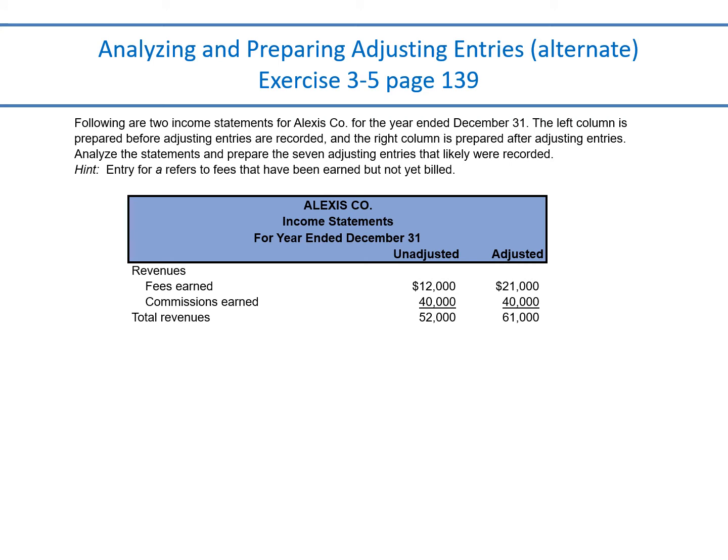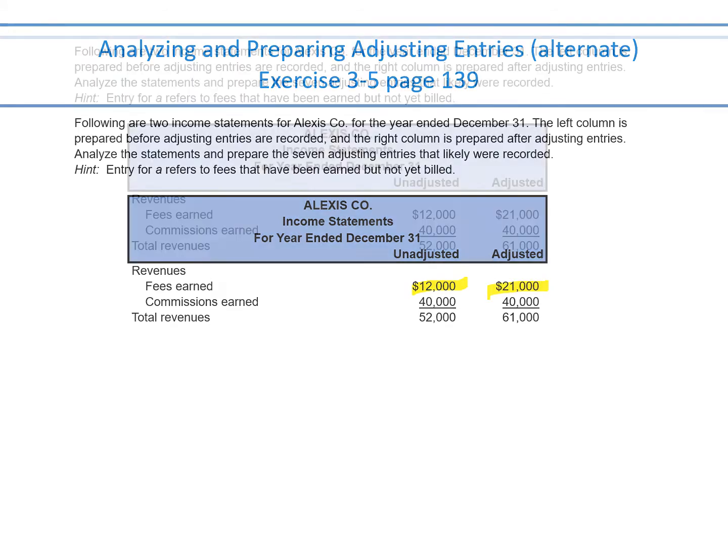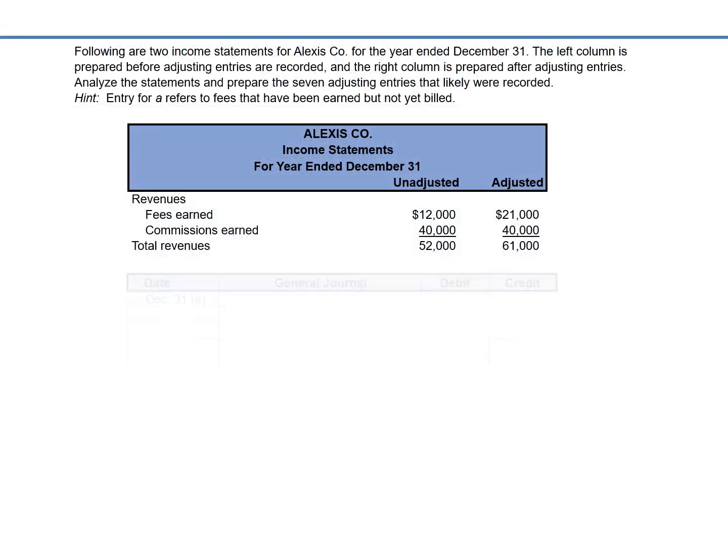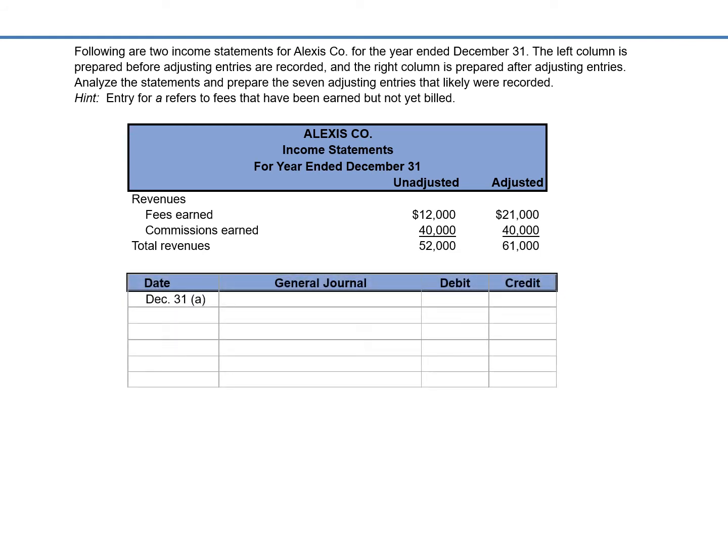All right, so let's first look at revenues. It looks like fees earned changed from 1,200 to 2,100. To record that transaction, we have an accounts receivable debit for 9,000 and a credit to fees earned for $9,000. The reason we know that accounts receivable is the other side of the transaction is because they gave us this hint saying that it refers to fees that have been earned but not yet billed. So we're going to recognize the billing of them in accounts receivable, and we're going to recognize the revenue, fees earned.